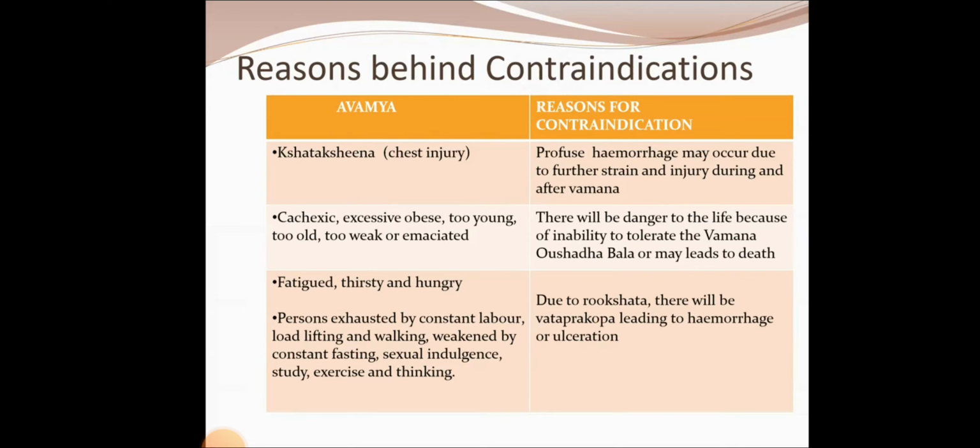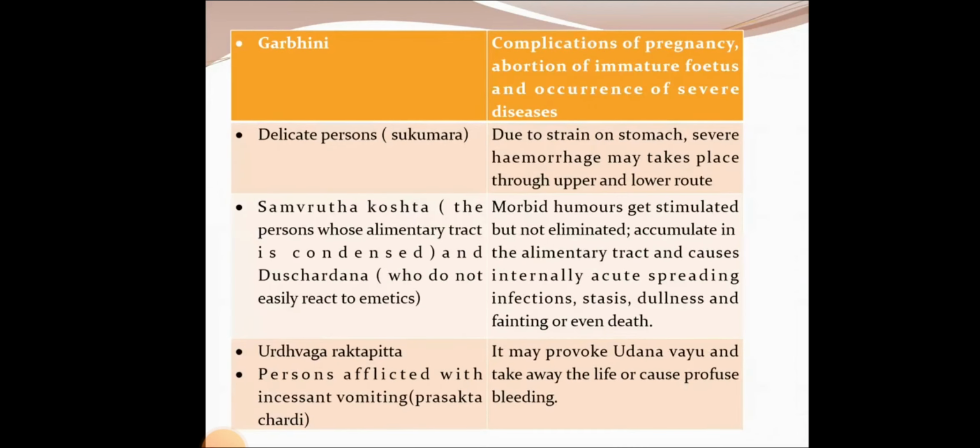Next is if Garbhini does this Vamana. If Garbhini does the Vamana, what occurs? Complications of pregnancy, abortion of immature fetus, and occurrence of severe diseases. Okay. Doctor, next slide, please. First is a Garbhini, that is complication of pregnancy, abortion of immature fetus, and occurrence of severe disease occurs.